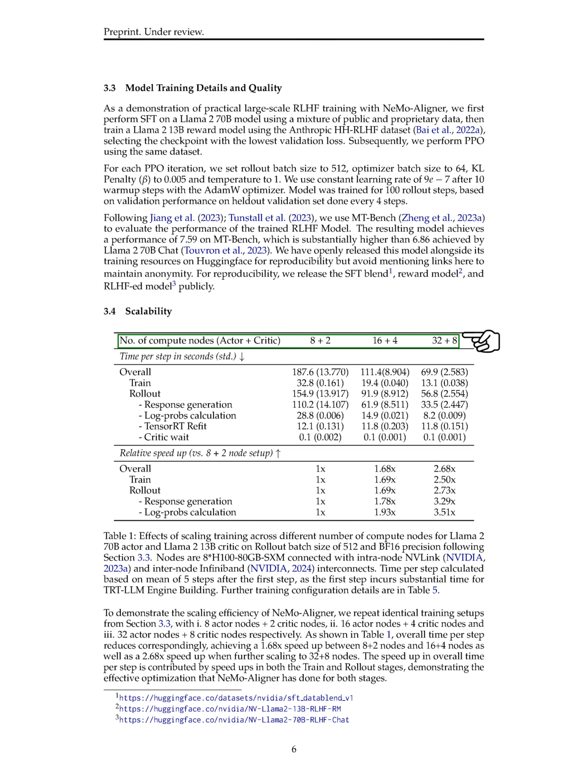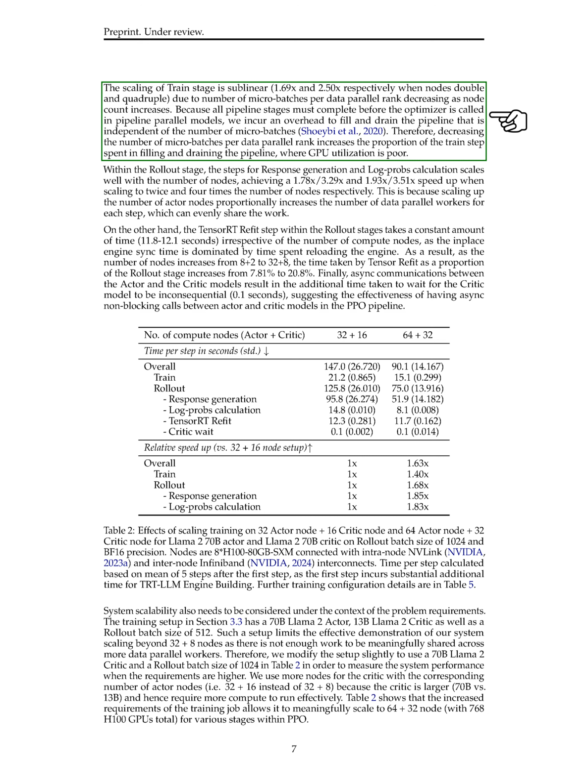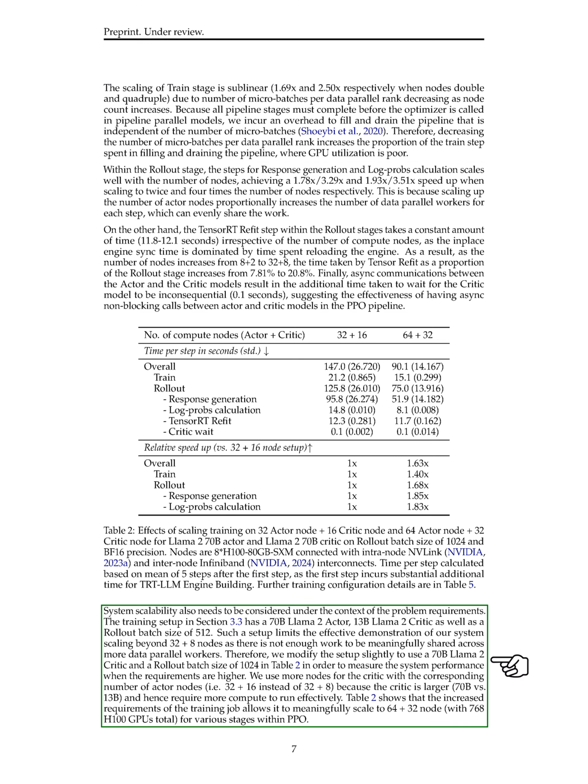The overall time per step decreased as we increased the nodes, showing speed improvements in both training and rollout stages. The scaling efficiency of NeMo-Aligner was evident in achieving speedups with increased node counts. However, the scaling of the training stage was sublinear due to the decreasing number of micro-batches per data parallel rank as the node count increased. In conclusion, our system demonstrated effective optimization for both training and rollout stages, showcasing scalability and performance improvements with increased node counts.